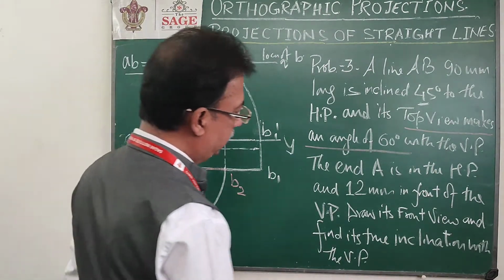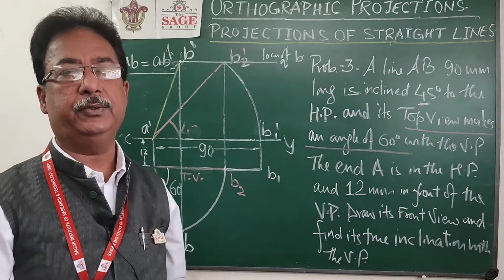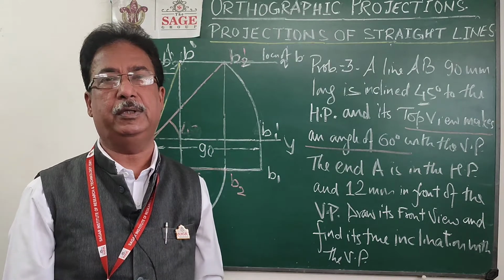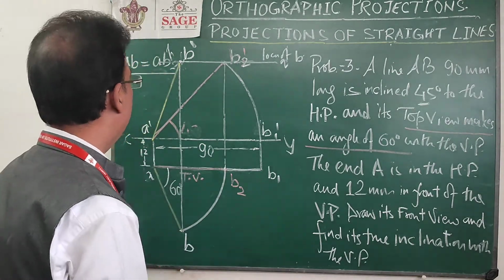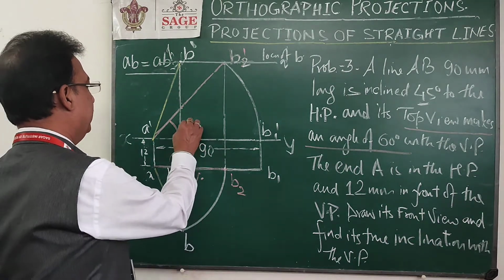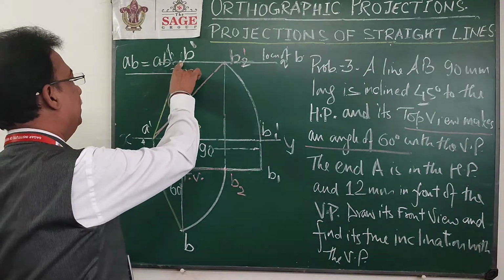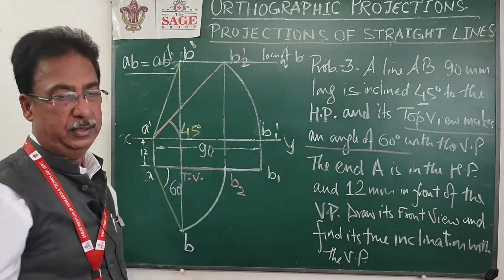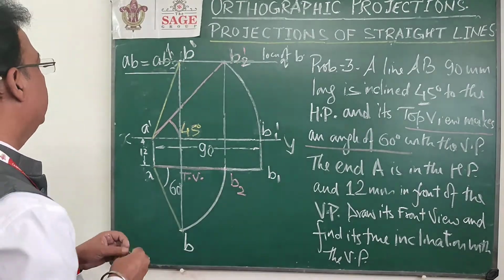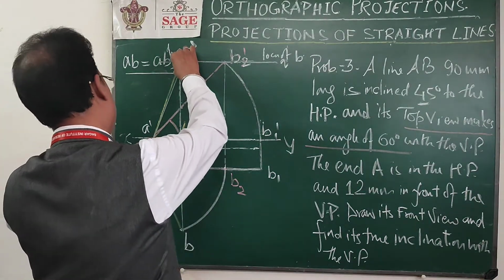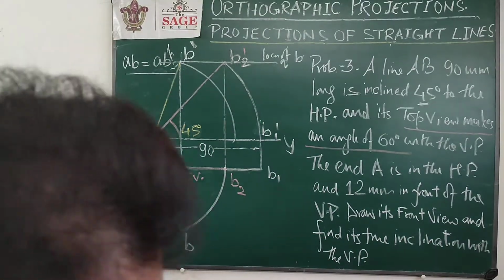One more thing they want from us is the true inclination of the line with VP. You know that the true inclination of a line with VP will be visible when the line is parallel to HP. Right now this line is inclined to both. So I will reverse it and make it parallel to VP. Parallel to VP means A dash B dash will be turned and shifted to the XY line. So I will rotate this A dash B dash from this position to the reference line, so that the line will be on the HP.